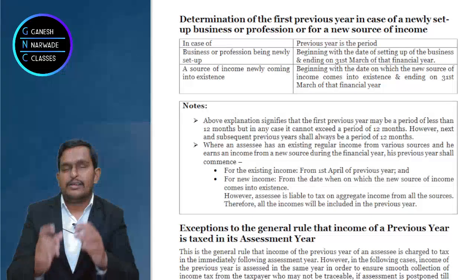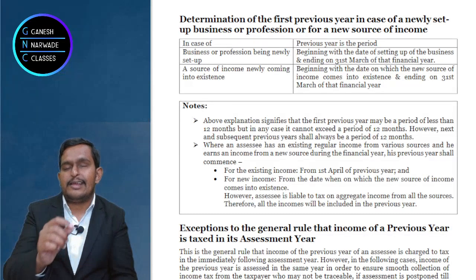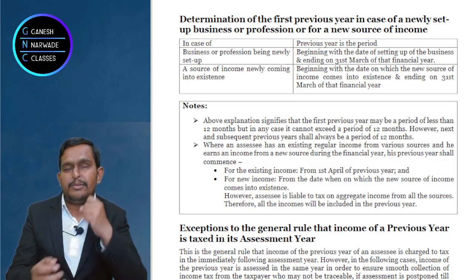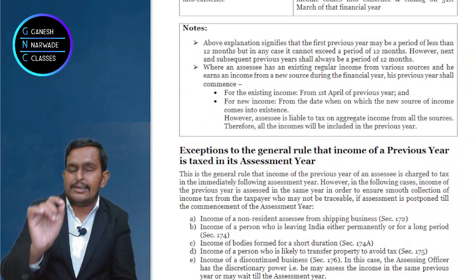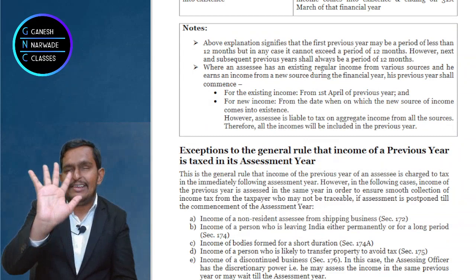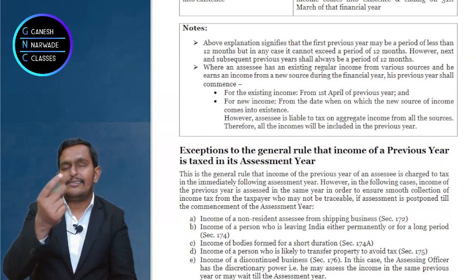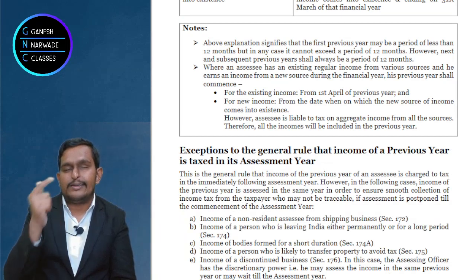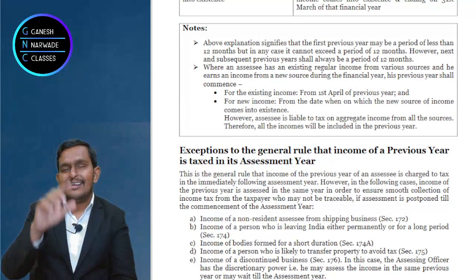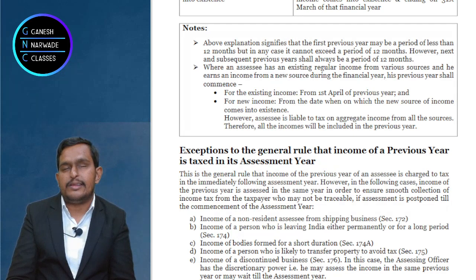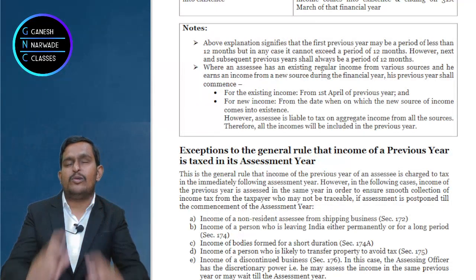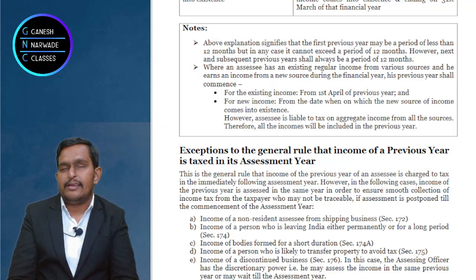Now come to the concept. What is the general rule? That you earn income in the previous year, and for that you pay tax in the assessment year. You earn income in 2022-23 and pay taxes in the assessment year 23-24. But there are 5 cases which I am going to teach now: Sections 172, 174, 174A, 175, 176. These are the 5 cases where you earn income in 22-23 and you also have to pay taxes in 22-23 itself. That means your previous year will also be treated as assessment year.